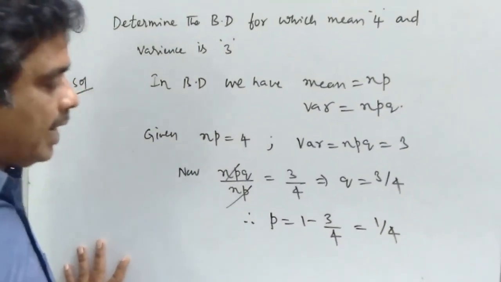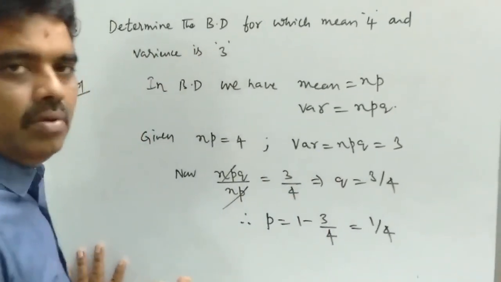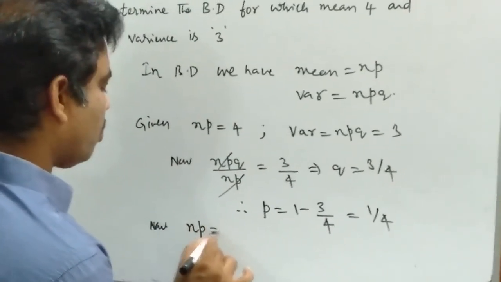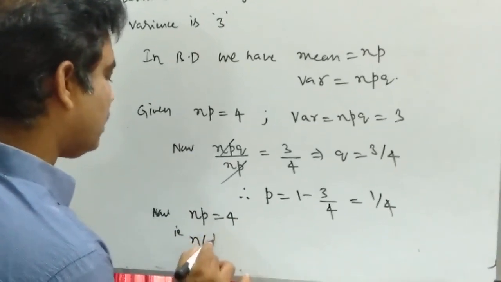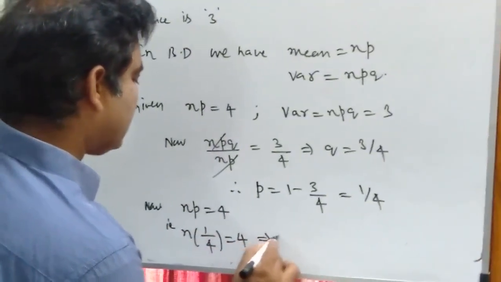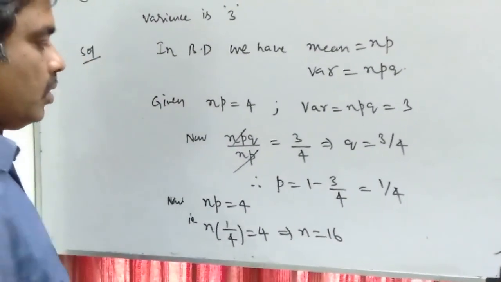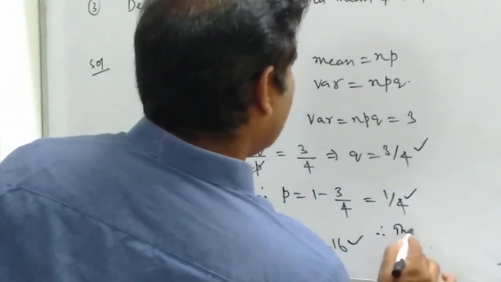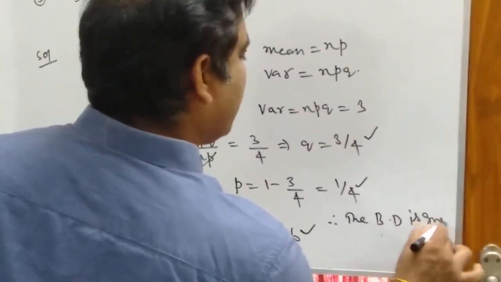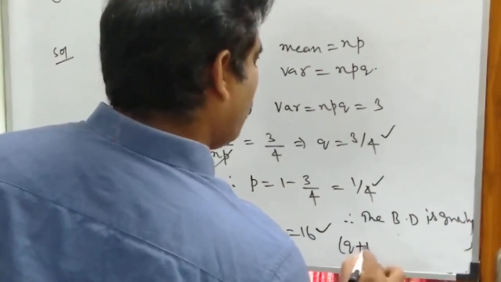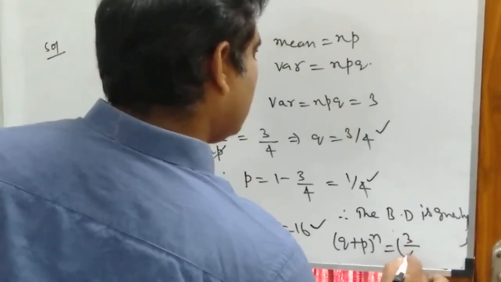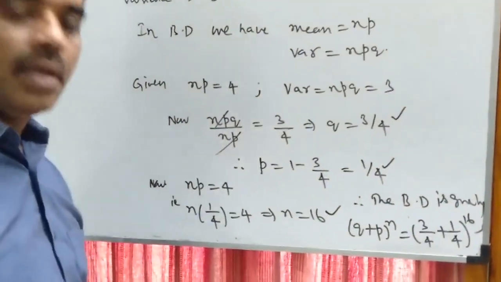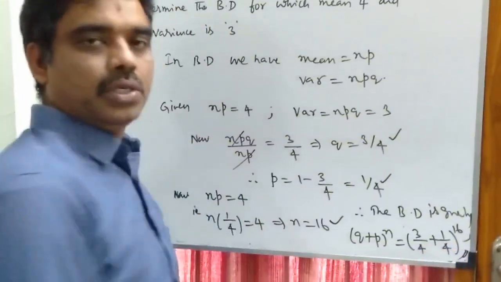So we obtained the values p and q, the remaining value n. So I am substituting in np. Now np is equal to 4, that is n into p means 1 by 4 into n is 4, which implies n is equal to 16. So we know the n value, the p value, and the q value. Therefore, the binomial distribution is given by (q + p)^n, that is equal to (3/4 + 1/4)^16. Right? So this is the required solution.